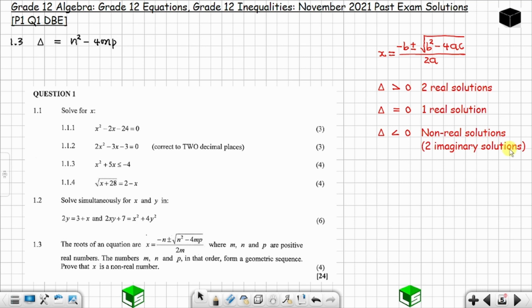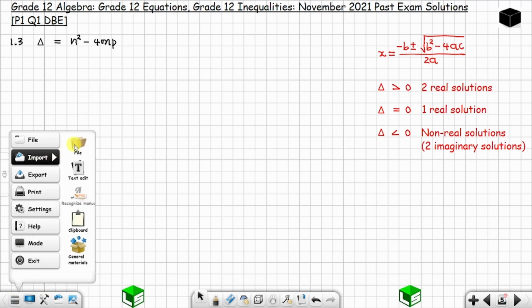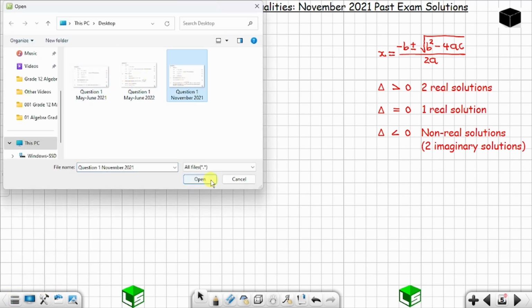Okay, in grade 12 mathematics, we don't look at imaginary solutions. So forget about this. For now, just remember that when delta, or the discriminant, is less than 0, you have non-real solutions. Let me close this for now. Now the question is to prove that, let me get the question again so that you can understand this properly.